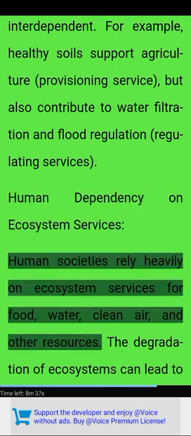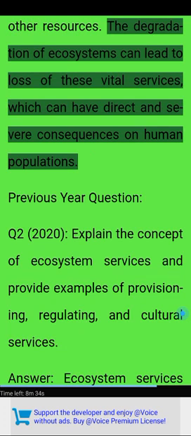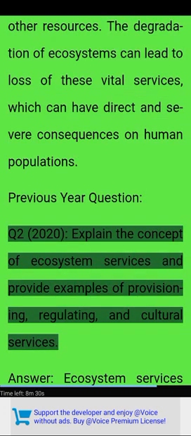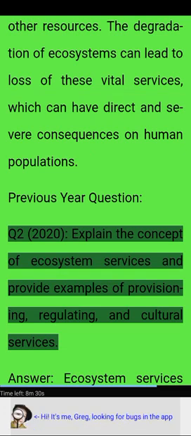Human dependency on ecosystem services. Human societies rely heavily on ecosystem services for food, water, clean air, and other resources. The degradation of ecosystems can lead to loss of these vital services, which can have direct and severe consequences on human populations. Previous year question. Q2 2020: Explain the concept of ecosystem services and provide examples of provisioning, regulating, and cultural services.